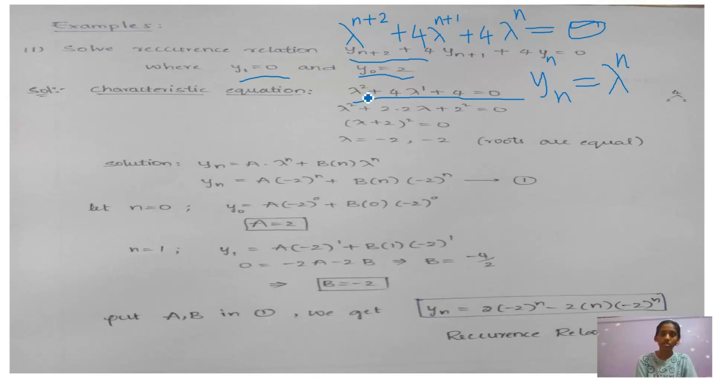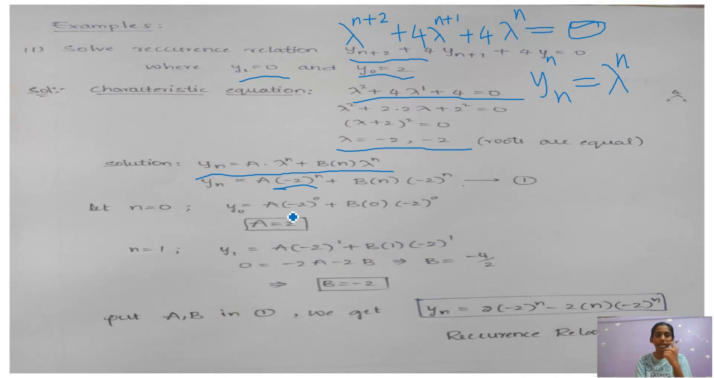So for this quadratic equation, we'll be getting two equal roots, that is lambda is equal to -2 and -2. We have discussed previously that if roots are equal, the solution will be yn is equal to a into lambda power n plus b into n into lambda power n. So we'll be having here two cases. As roots are equal, that is lambda is equal to -2, we'll put lambda is equal to -2 in the above equation. We'll be getting this one. We'll take that as equation 1.